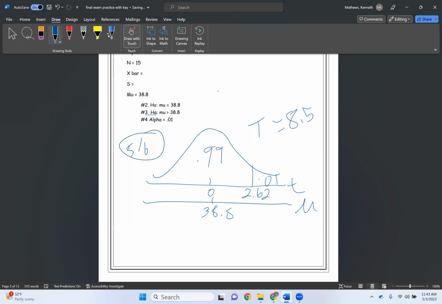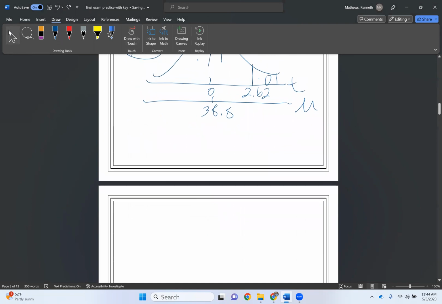All right, let's go to the next line because now we have enough info. I want to scroll down. So now we have enough information to make our decision. We're going to reject the null hypothesis if our t value is greater than 2.62. We're going to fail to reject the null hypothesis if t is less than 2.62. Well, what is our t value?